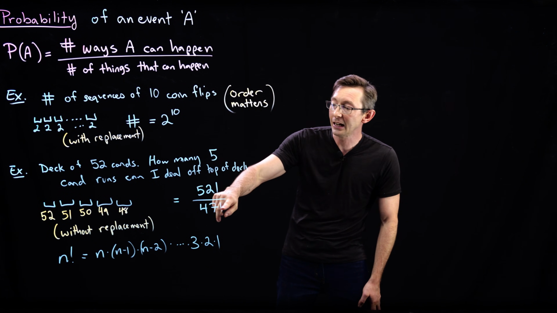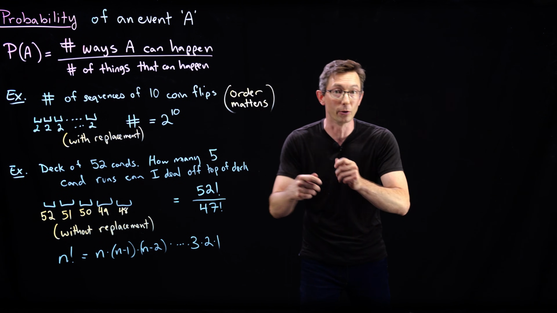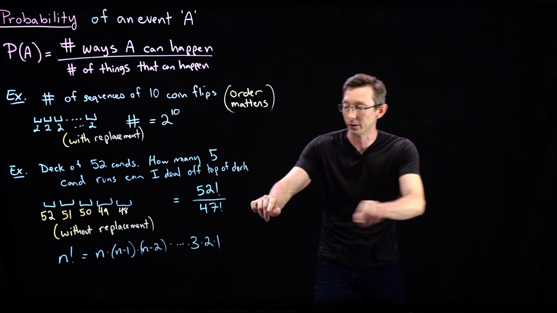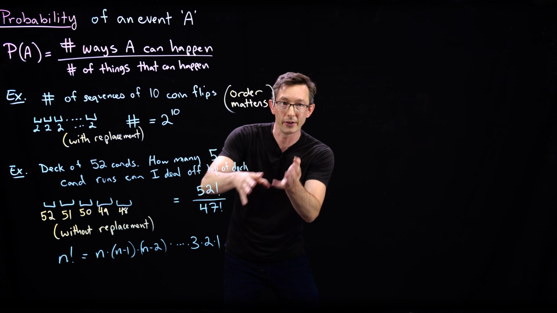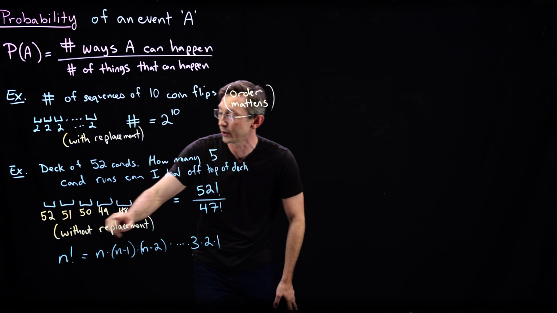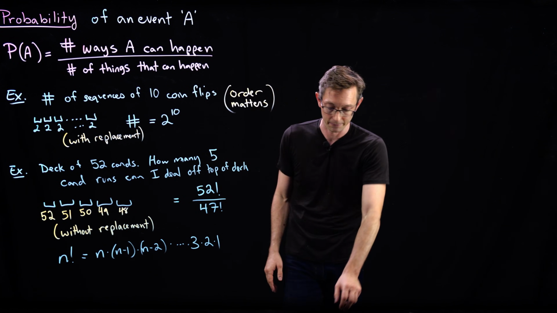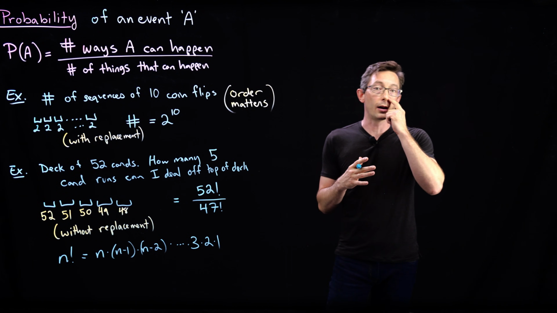And if I divide it by 47 factorial, in fact, this is a good homework problem for you, or just pause the video and do this. Write out 52 factorial divided by 47 factorial, and you'll see that a lot of them cancel out, and all you're left with is 52 times 51 times 50 times 49 times 48. Good. Okay, perfect.